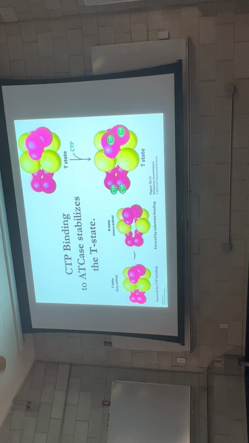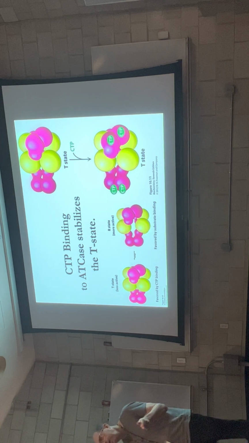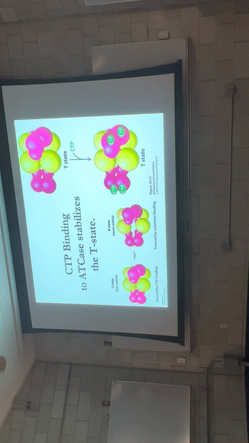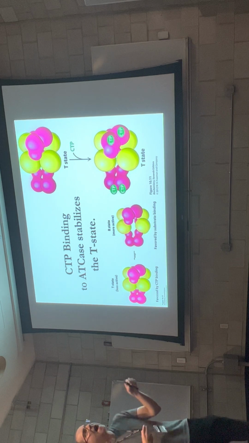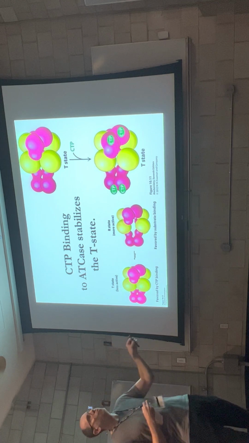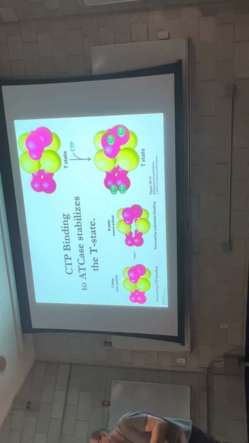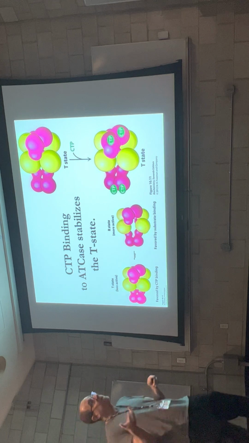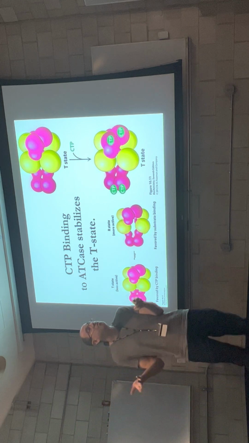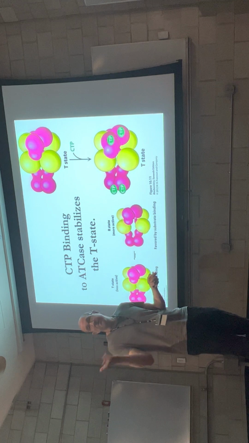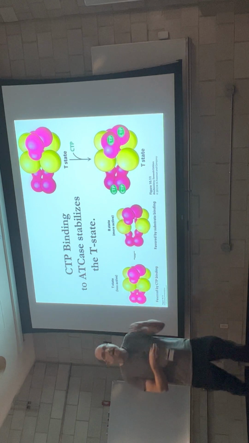So binding of CTP to that regulatory subunit stabilizes the T state. How? By forming weak force interactions that stabilize the conformation of the regulatory subunit that are compatible with the T state conformation. In other words, the T state conformation has the lowest energy conformation. And to some extent, we can say why. We can say we're gaining additional weak force interactions between the T state of ATCase and CTP.